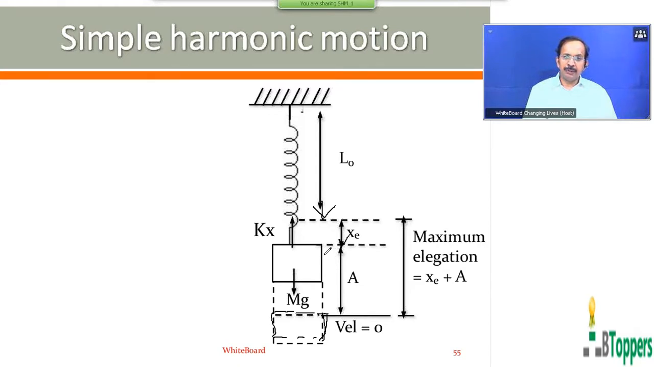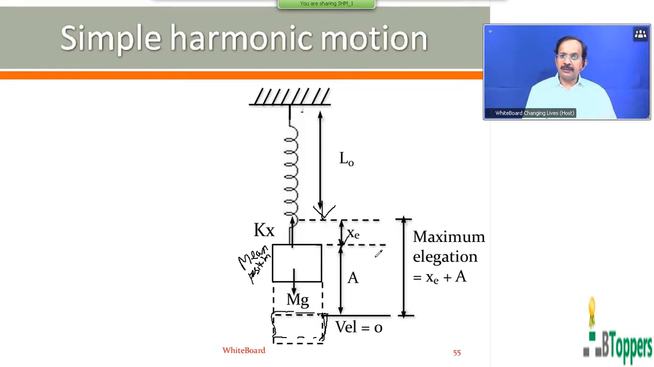The equilibrium position of the block can be considered as the mean position for oscillations. The lowest position of the block during the vertical oscillation can be considered one of the extreme positions. In the oscillations, the distance between the equilibrium position and one of the extreme positions gives you the magnitude of the displacement amplitude, which is denoted by capital A.